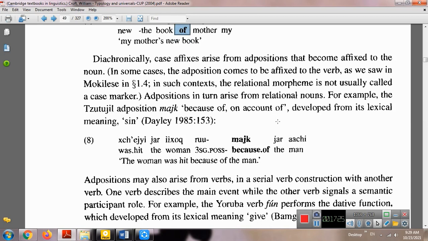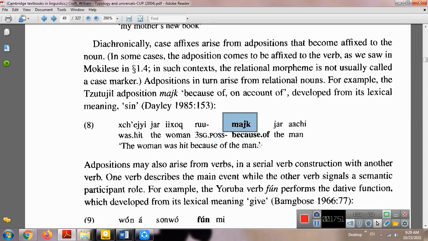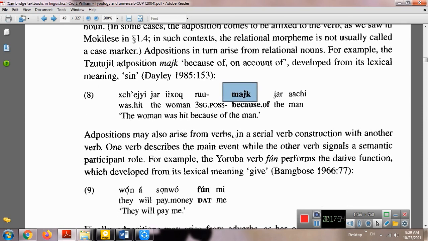Adpositions in turn arise from relational nouns. The adpositions themselves come from the relational noun. For example, the adposition match, meaning because of, on account of, developed from its lexical meaning, seen, and here we can see its example. The woman was hit because of the man, where this adposition arises from the relational noun. In this language, match, which means because of or on account of, developed from the lexical meaning seen.